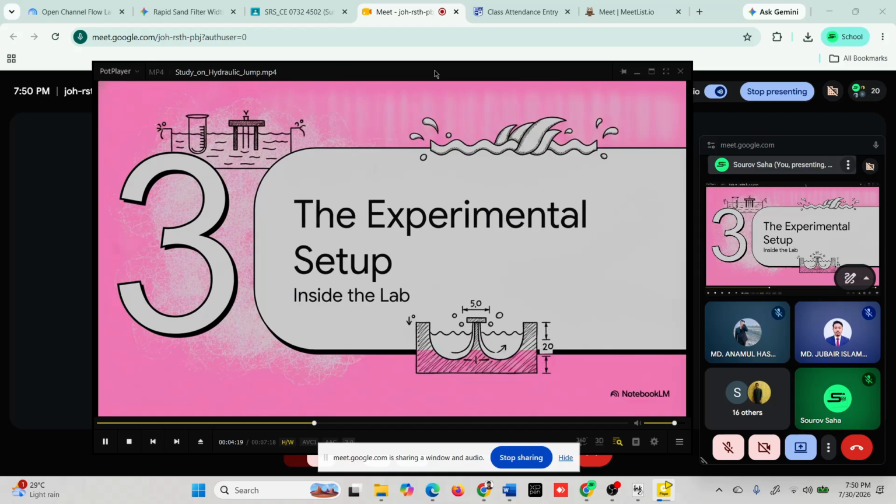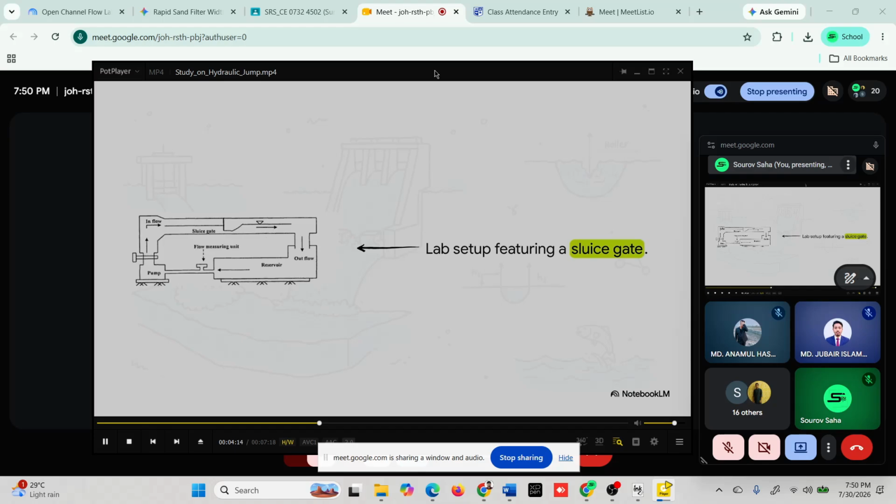All right, Section 3, the experimental setup. Let's see how we do this in the lab. To study this jump safely indoors, we use a horizontal rectangular flume equipped with a sluice gate. Water is pumped from a reservoir toward the gate. By lowering that sluice gate into the flowing water, we force the water to squeeze underneath it at a super high velocity. This gives us our artificial supercritical flow. As this super fast water travels down the flume and hits the slower moving water, which we control with a downstream tailgate, boom! We induce that fast to slow water collision right before our eyes.